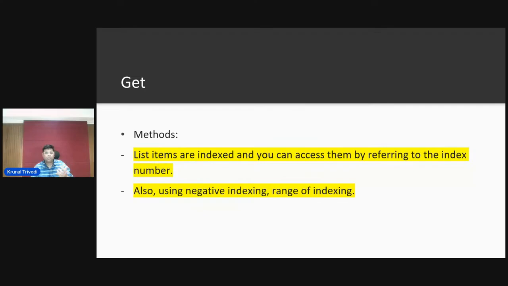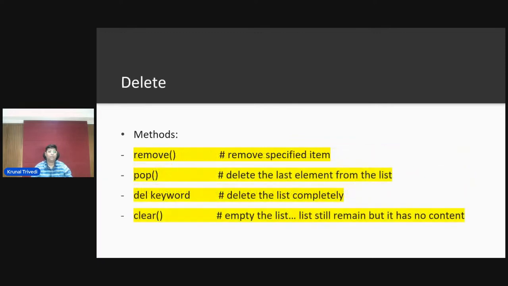We have the get operation and get specific methods. Here, as I mentioned, we get the list element based on index and based on values both. We'll show you. And delete. To delete the list elements, we have various methods. The remove method removes a specific item from the list based on value. Pop deletes the last element from the list. If we don't know which one is the last element, we can use the pop method. We have the del keyword, which deletes the list completely, and clear, which empties the entire list.